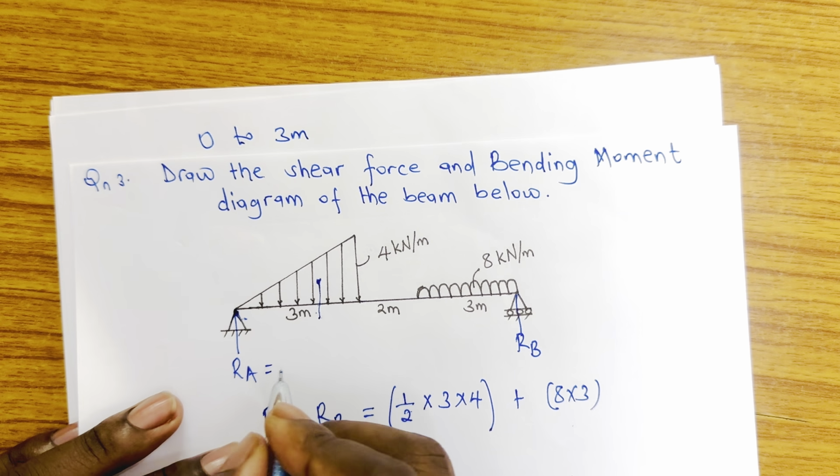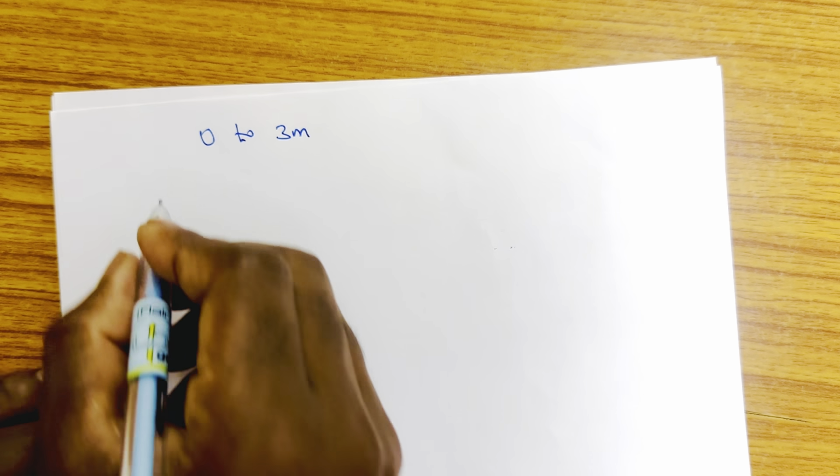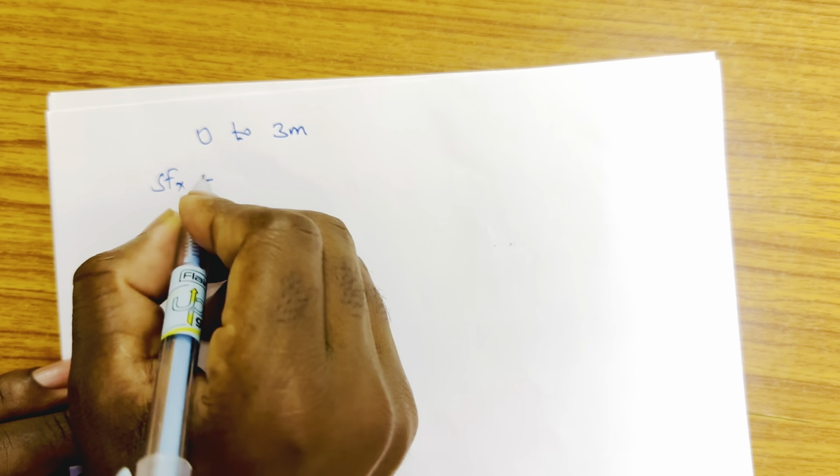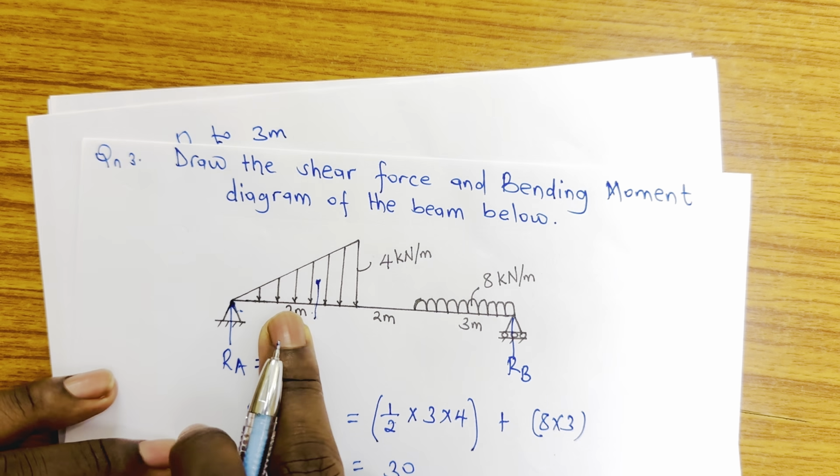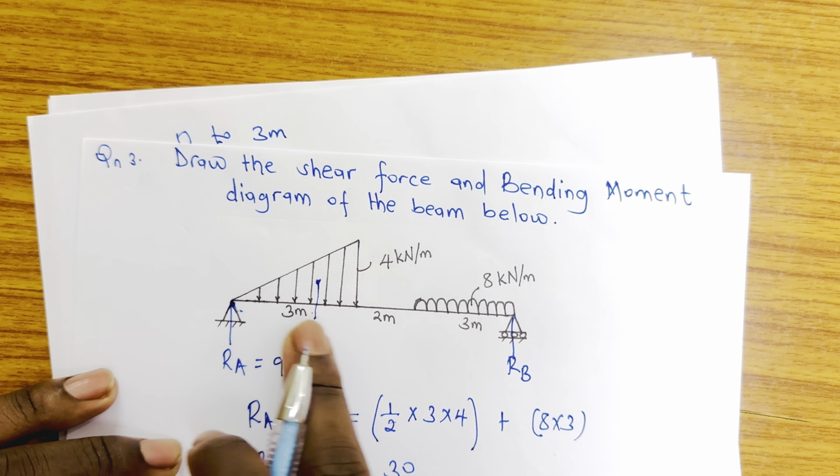Well, we have solved for the reaction forces. Now let us go and find the shear forces. At each span, we're going to start with a span of 0 to 3 meters. For a span of 0 to 3 meters, first of all we have reaction at A, which is 9. So that means shear force at X is equal to 9, and then minus the shear force due to this triangular loading.